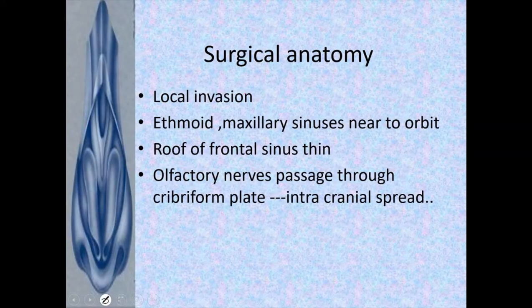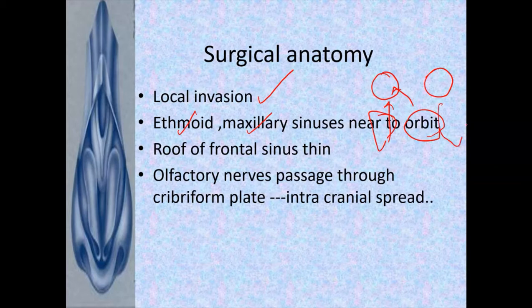In surgical anatomy, you should understand the local invasion of tumors. The ethmoid and maxillary sinuses are near the orbits, so ethmoid tumors will spread to the orbits, and maxillary tumors may also spread to the orbits like this. The roof of the frontal sinus is also thin, and it can go to the orbit. This is called orbital invasion; keep it in mind.